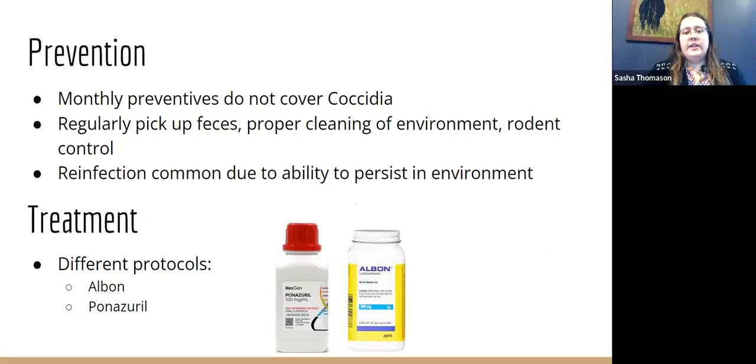This one, just like Giardia, your monthly preventatives won't cover coccidia. And very important to pick up the feces, clean the environment, have rodent control. And then because of their ability to persist in the environment, it's very common to have reinfection.